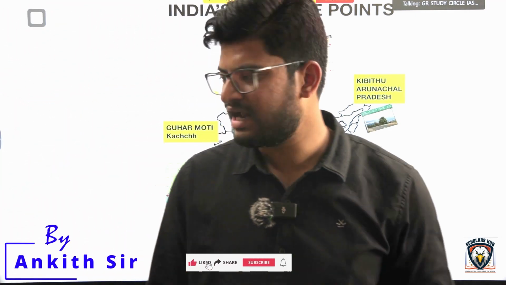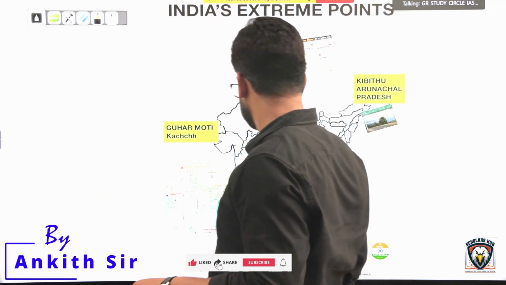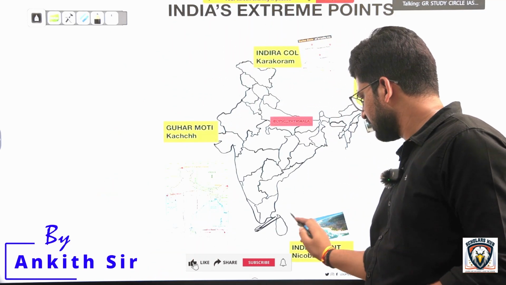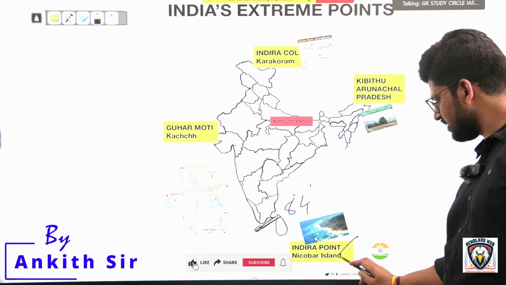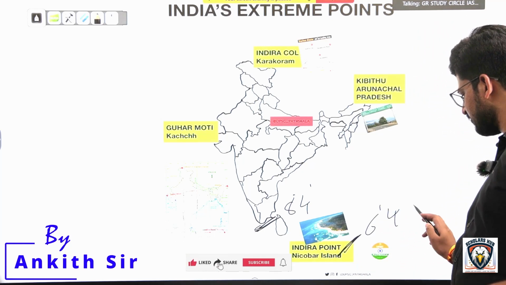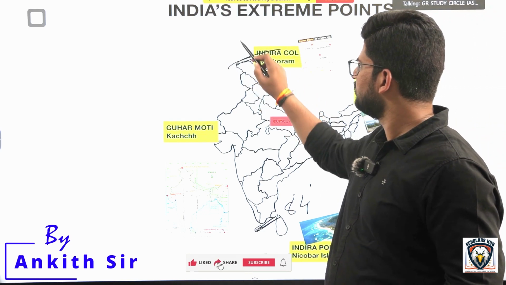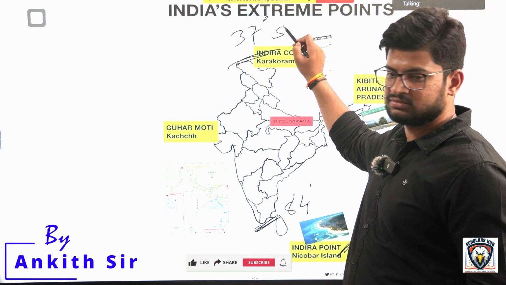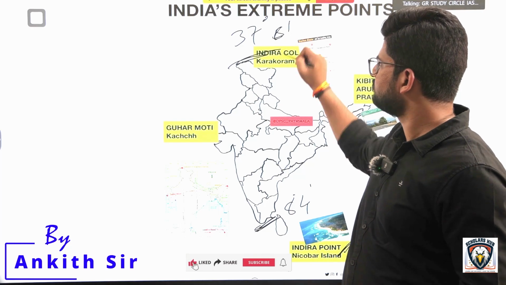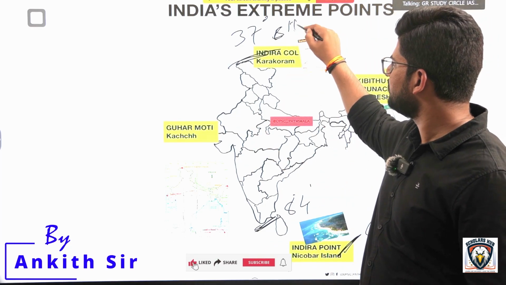And you also should know the latitudinal and longitudinal extent of India. What is the latitudinal extent of India? The southernmost latitude is 8 degrees 4 minutes. If you consider the Andaman and Nicobar, it is 6 degrees 45 minutes. The northern end is 37 degrees 6 minutes. This is the latitudinal extent of India. What letter do I have to indicate with? N.